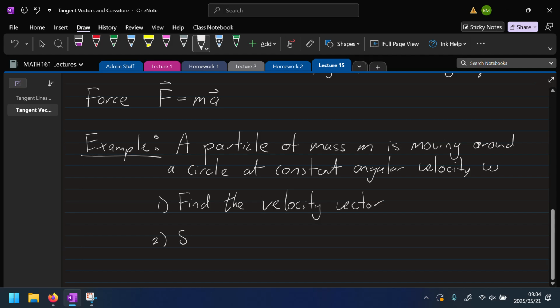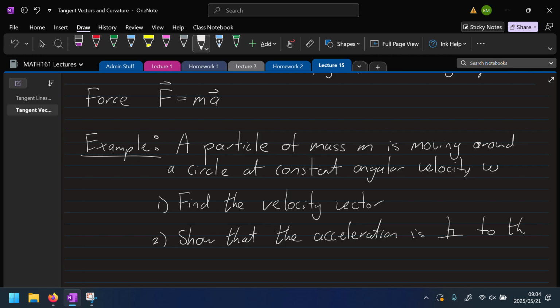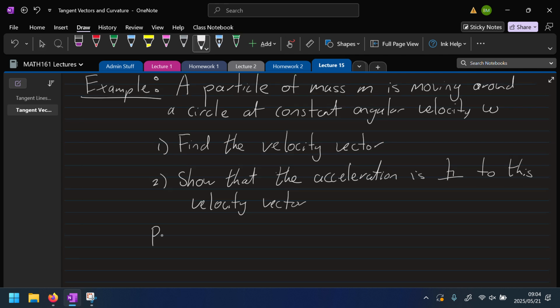Okay, and number 2, show that the acceleration is perpendicular to this velocity vector. So velocity vector, and provide a sketch. Provide a sketch of the motion and these two vectors.